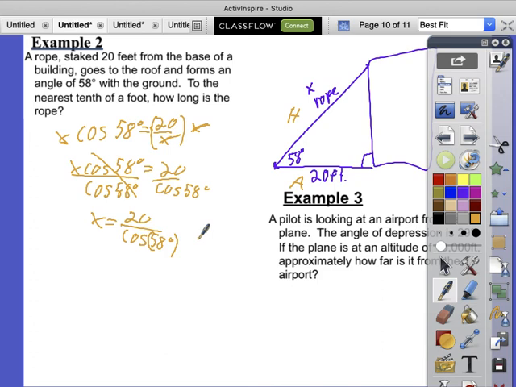How many decimal places for our answer? In this case, to the nearest tenth of a foot. So x is approximately what? 37.7 feet. How do you do it on that scientific calculator? You just type in 20, divide, cosine, 58, close your parentheses.